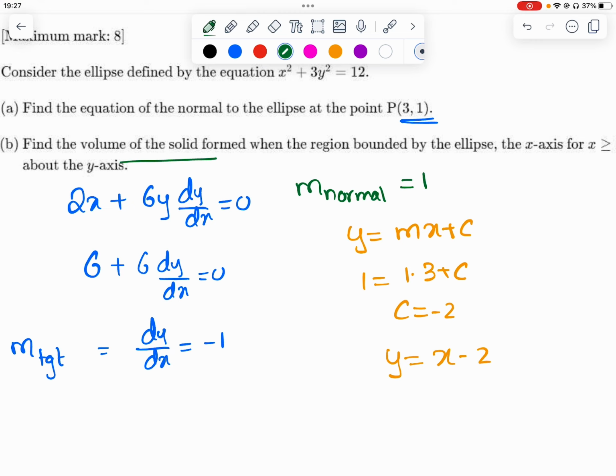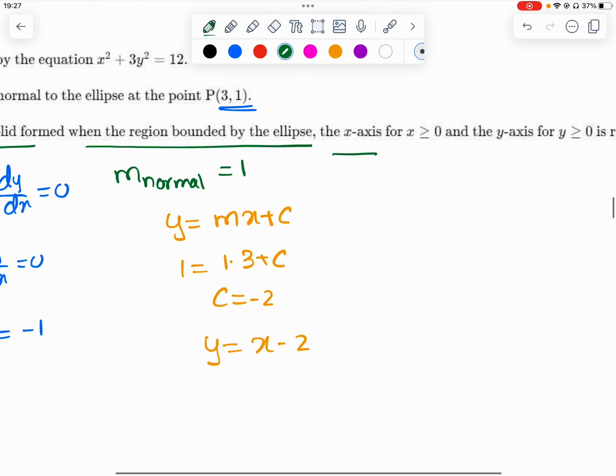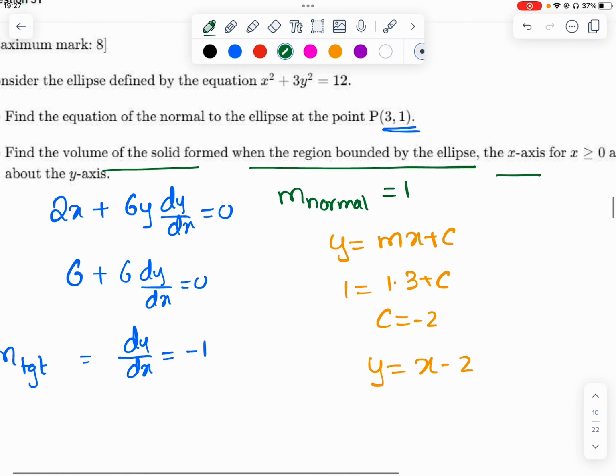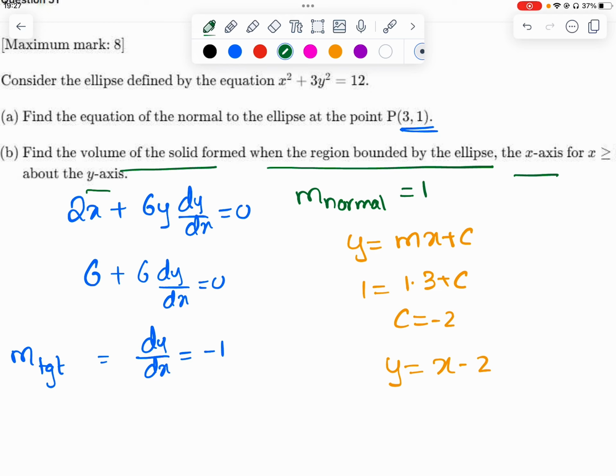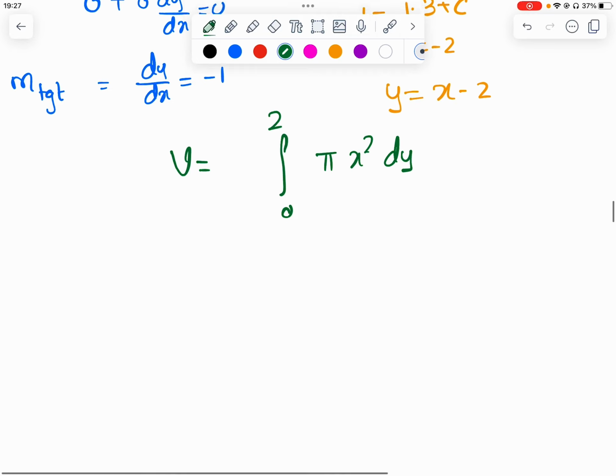Find the volume of the solid formed when the region bound by the ellipse, the x-axis and y-axis is rotated 2 pi along the y-axis. It is rotated 2 pi along the y-axis. So what am I going to do? Volume equals to, whenever rotated along the y-axis, integral of pi x square dy.